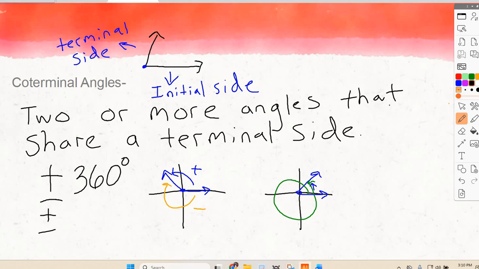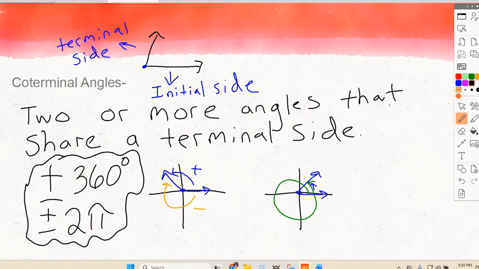Someone mentioned radians. What is 360 in radians? 2 pi. So we can also add 2 pi. So those are our formulas. Add or subtract 360, add or subtract 2 pi.